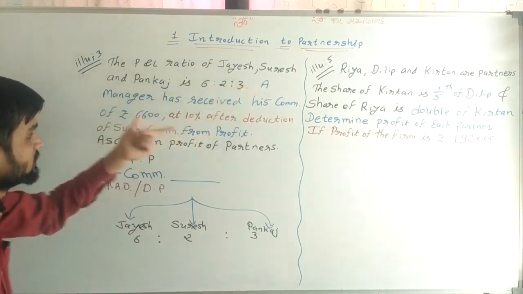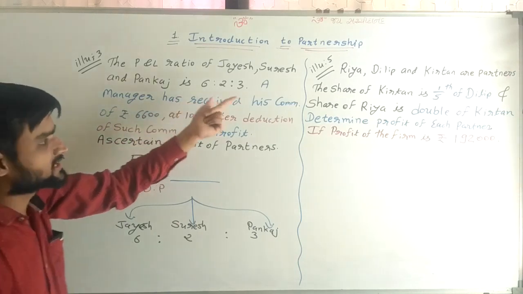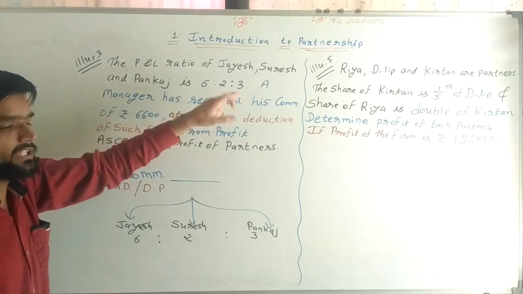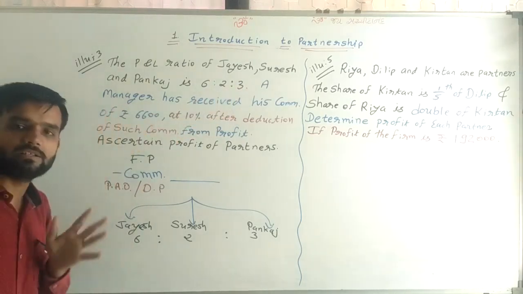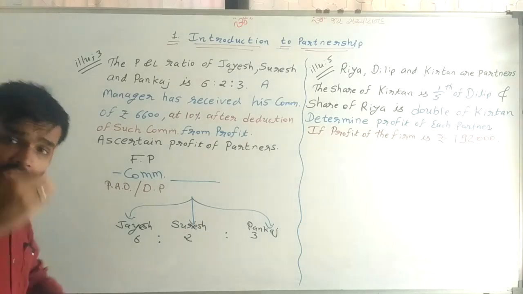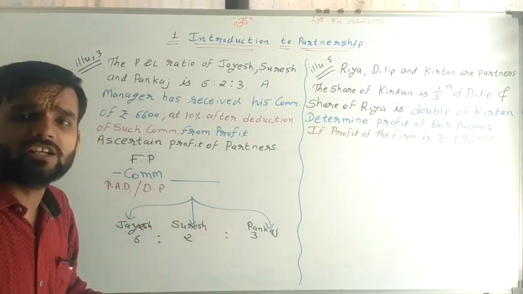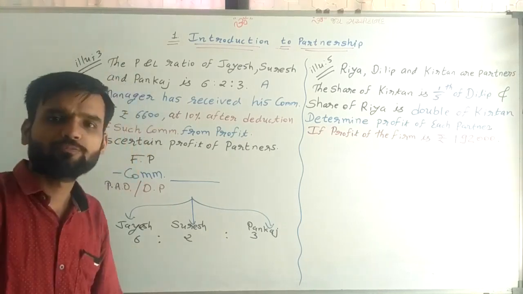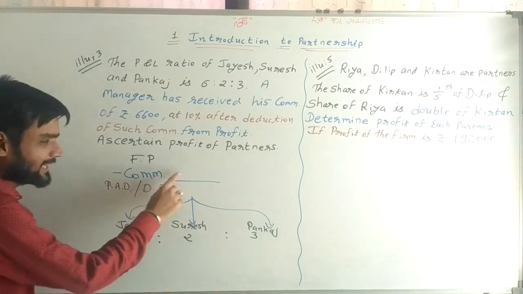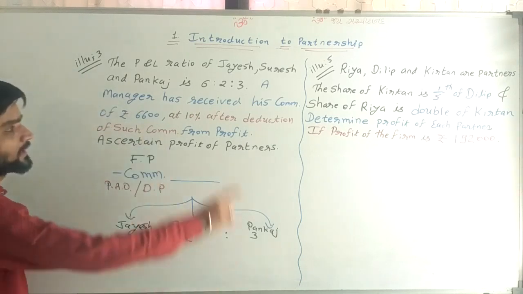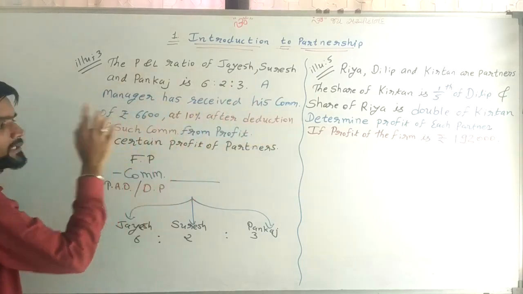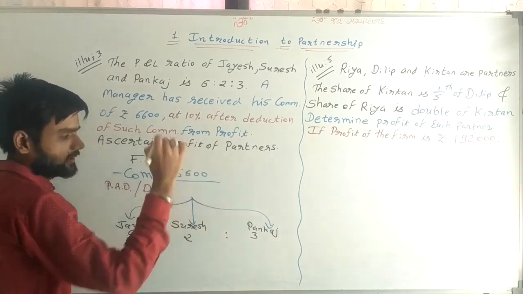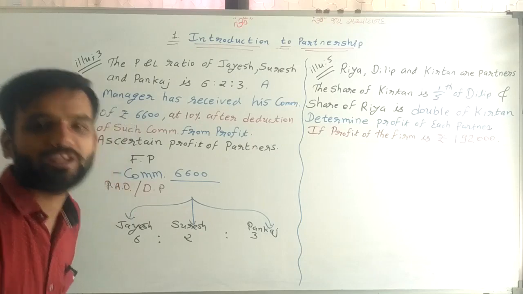Now, a manager has received his commission of rupees 6600. It means here we don't need to find commission. Commission is already given. So write down the commission directly. The manager has received his commission of 6600 rupees. So first of all, write down the commission here: 6600 rupees.